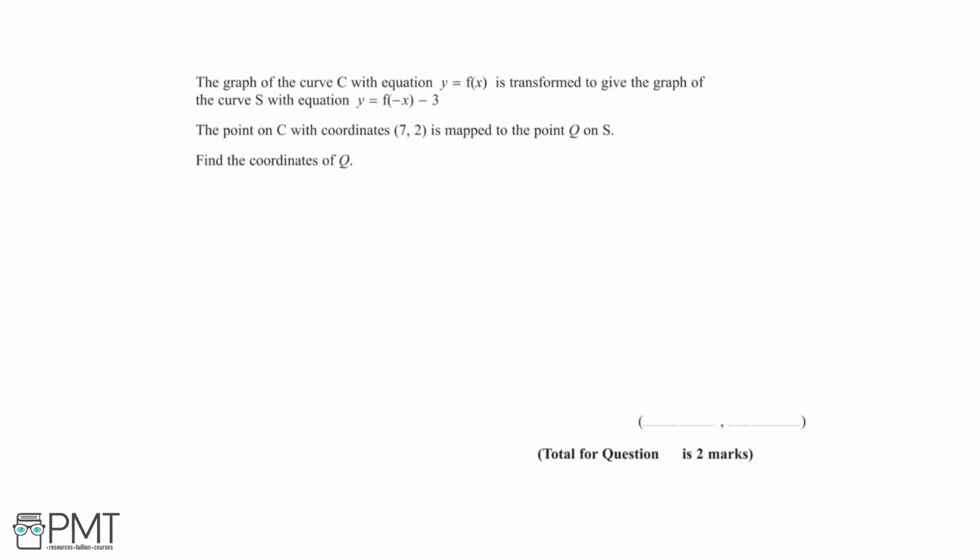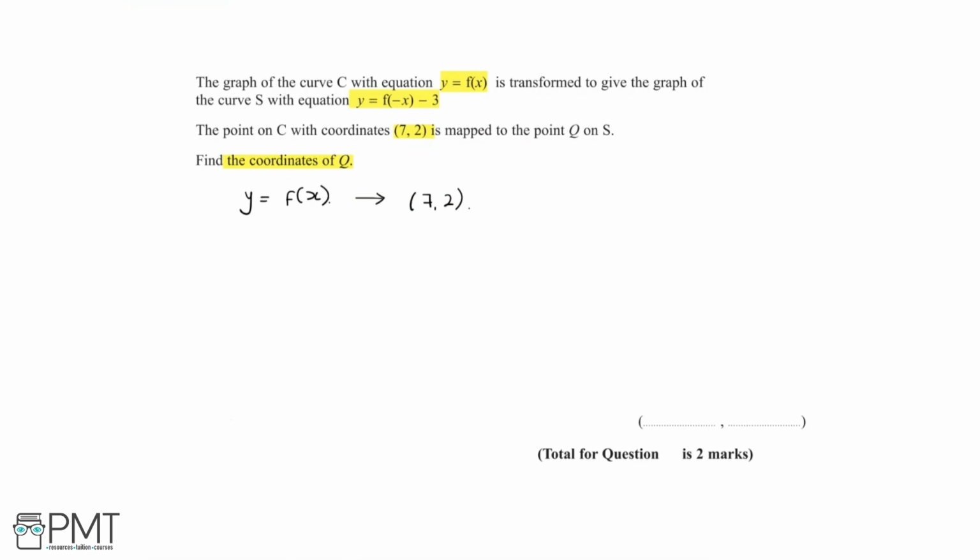In this question, we're told that the graph of the curve C with equation y equals f of x is transformed to give the graph of the curve S with equation y equals f of minus x minus 3. The point on the curve C with coordinates 7, 2 is mapped to the point Q on curve S, and we need to find the coordinates of point Q.